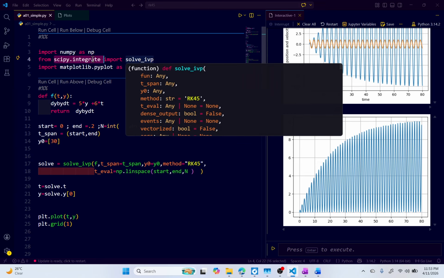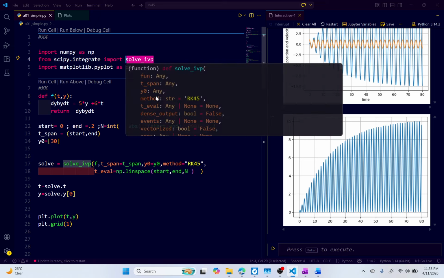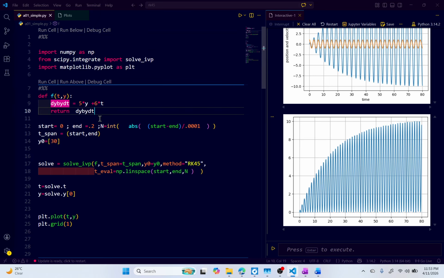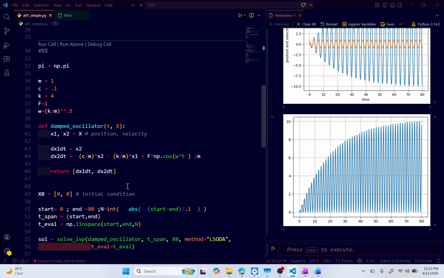Using Python, inside scipy.integrate we have this function solve_ivp. Using this function I'm going to solve a first order differential equation, and then I'm going to solve a second order differential equation.